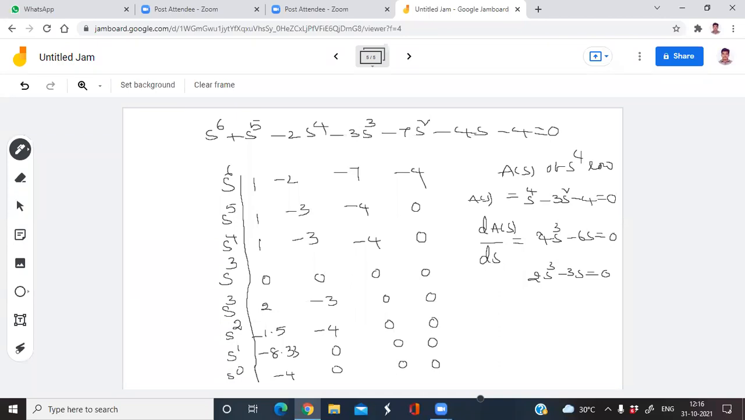Now you just have to look at all the elements in the first column. Here plus 1, plus 1, plus 1, plus 2, then minus 1.5, minus 8.33, minus 4. Now tell me the number of sign changes. Only one sign change, from s^3 to s^2. One sign change.